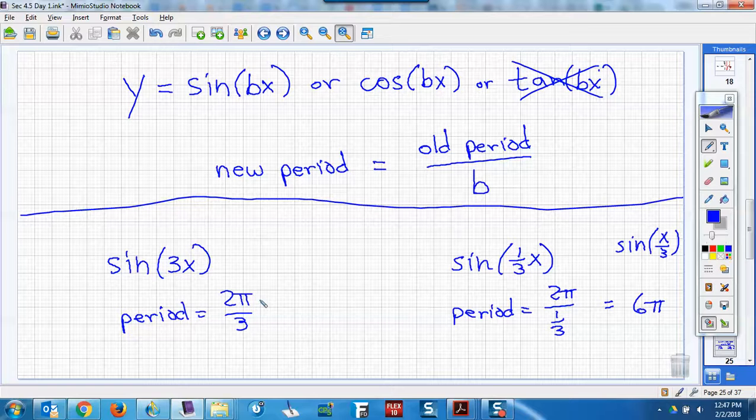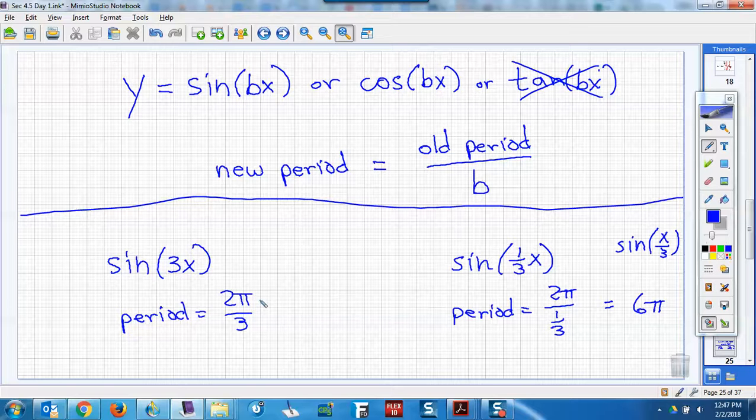Because that is compressed, there's going to be 3 cycles per 2 pi, so the period is going to be 2 pi thirds. Another cycle, another 2 pi thirds. Another cycle, 2 pi thirds. That makes 6 pi thirds, which is 2 pi. You have 3 cycles in there. So the period is 2 pi thirds.